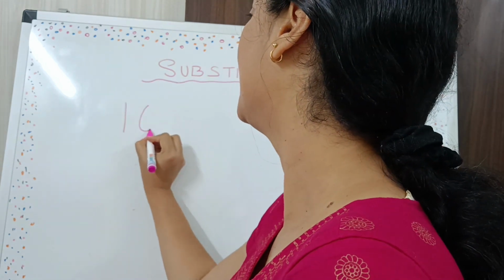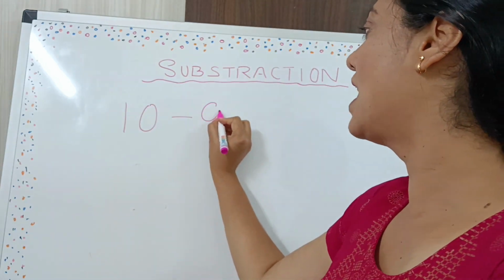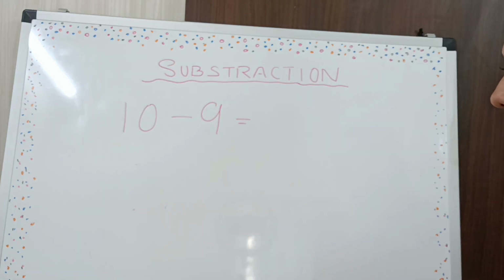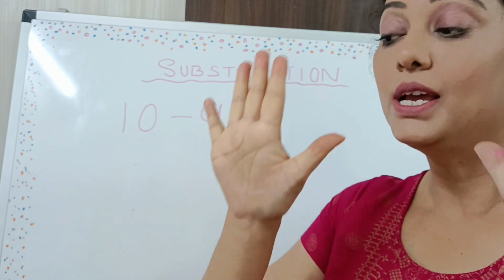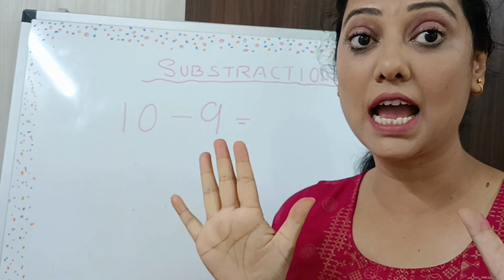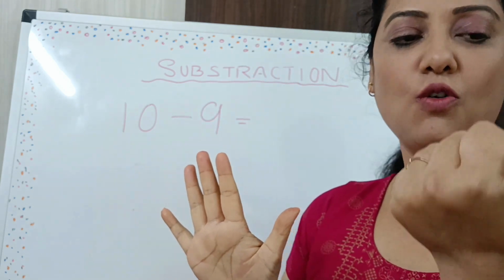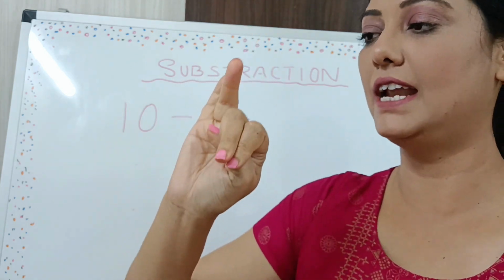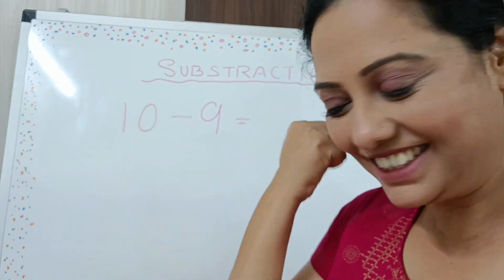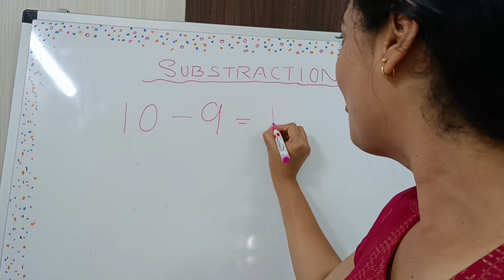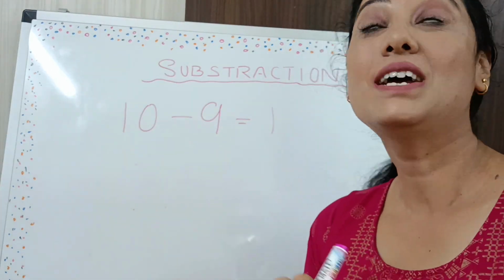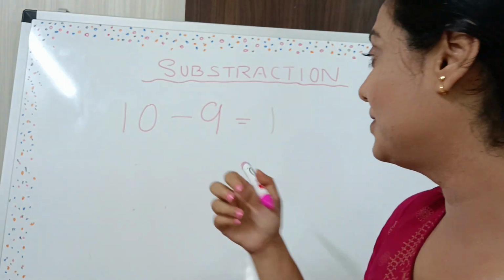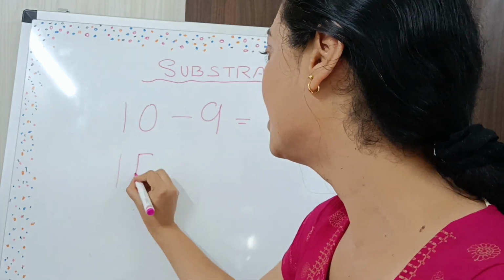That is 10. 10 minus 9. Who will tell? We will take 10 fingers out and we have to subtract 9. 1, 2, 3, 4, 5, 6, 7, 8, 9. What will be left? 1. So the answer is 1. Yes, you are correct.